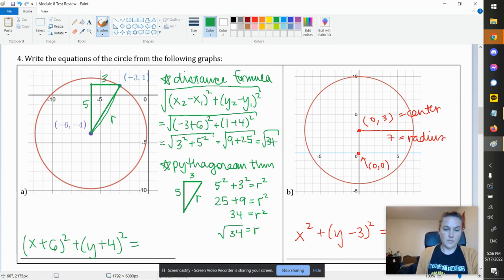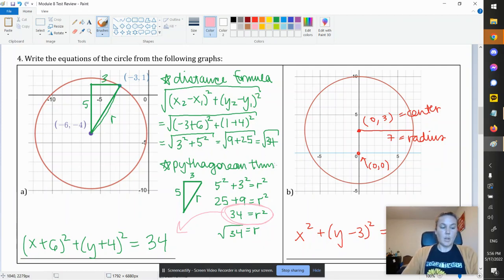Either way, what goes right here in the equation is 34, because we want the radius squared. So we actually want that to go right there. A lot of people like the Pythagorean theorem way better. It doesn't really matter. But either way.